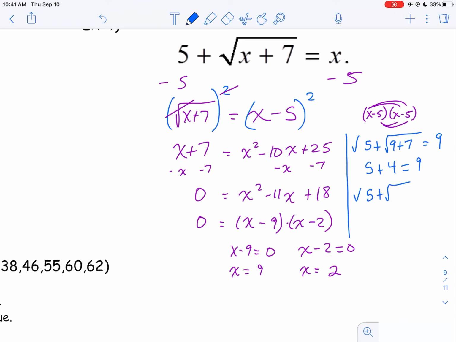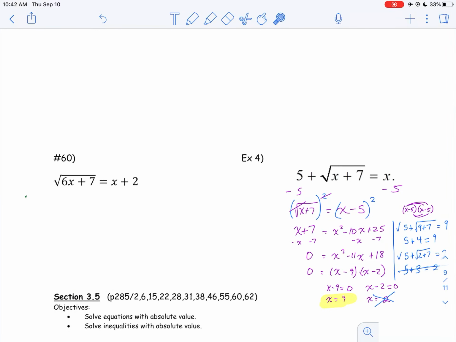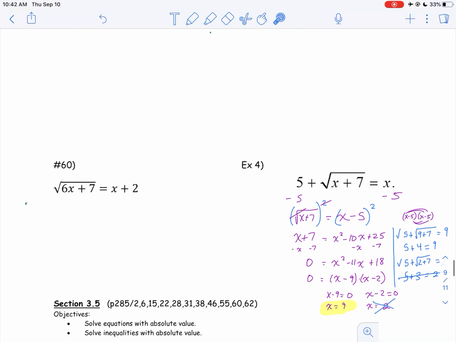Let's try 2. 5 plus the square root of 2 plus 7 equals 2. How does this work? 5 plus the square root of 9, which is 3. Wait a minute. That doesn't work. That means this is what we call an extraneous solution. It's not that you've done anything wrong. We did the process here correctly, okay? But by squaring this, it throws things off and can result in getting answers that aren't actually correct answers. And so it's important when you're solving with square roots, with radicals, that you always check your final solution.